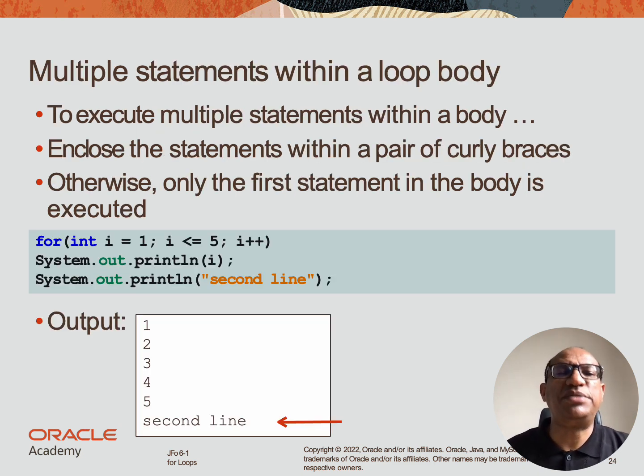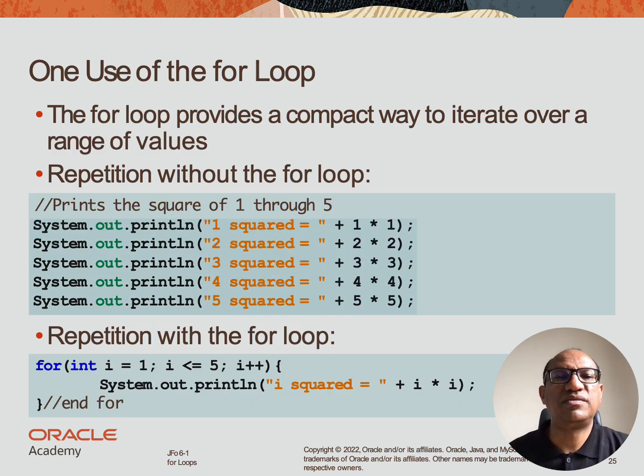Let's talk about multiple statements inside a loop. If you want more than one line to run, you need to use curly braces. Otherwise, only the first line runs. Without loops, repetition looks like the first example. But with a for loop, your code is way shorter, easier to read, and scalable.